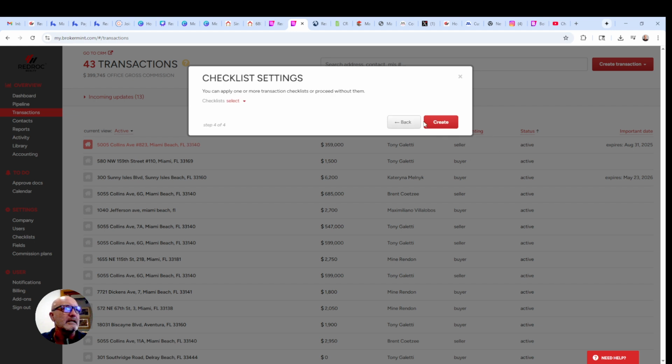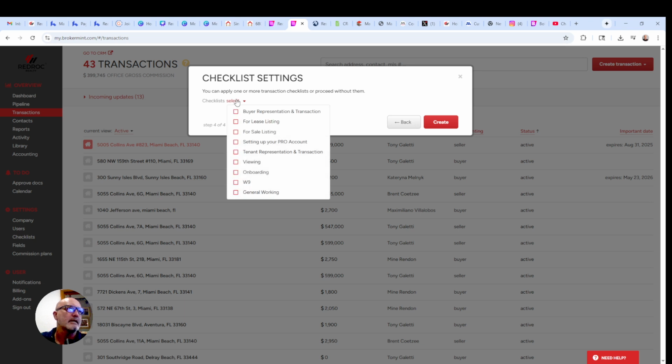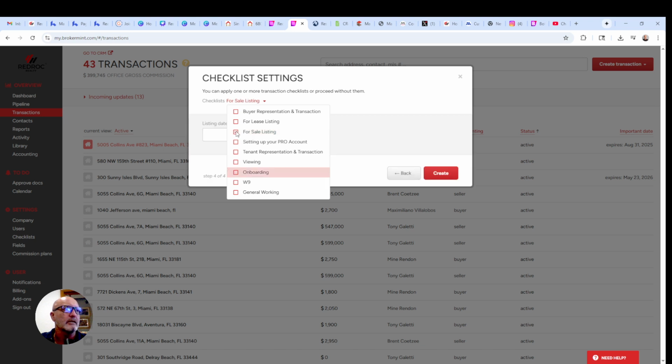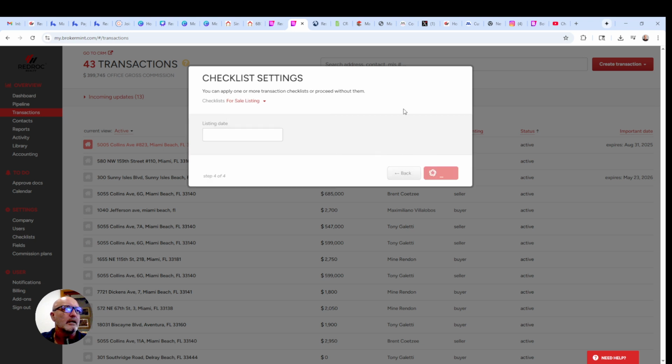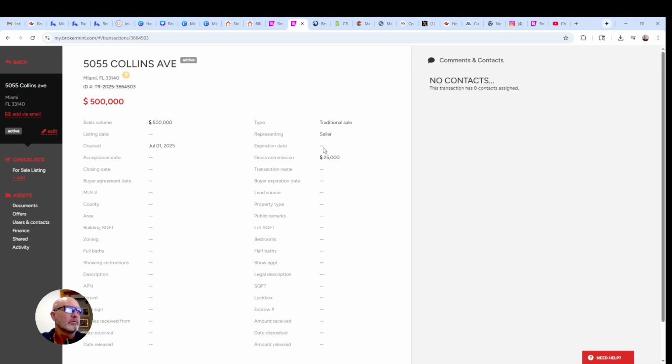We go next. Now, as we know, we need to go to our checklist. This should be quite familiar by now. We go to our checklist, and what are we doing? We are creating a for sale listing contract. It's quite self-evident. Click on for sale listing, create the transaction. We're super familiar with this by now.